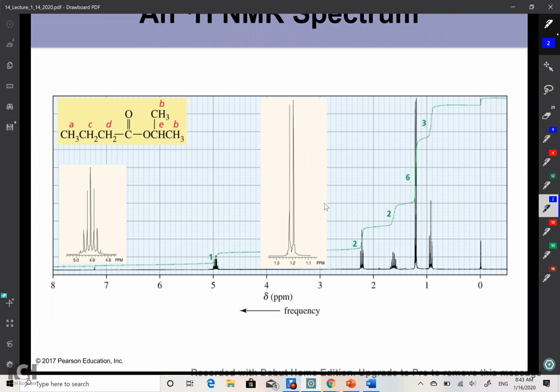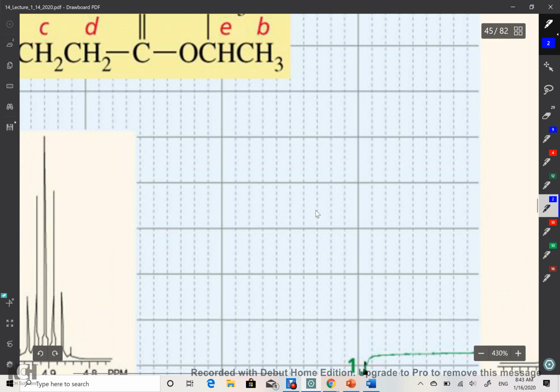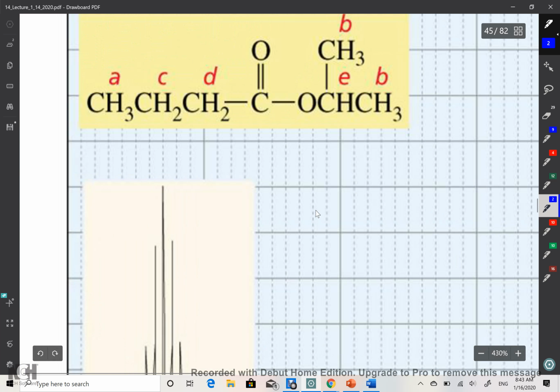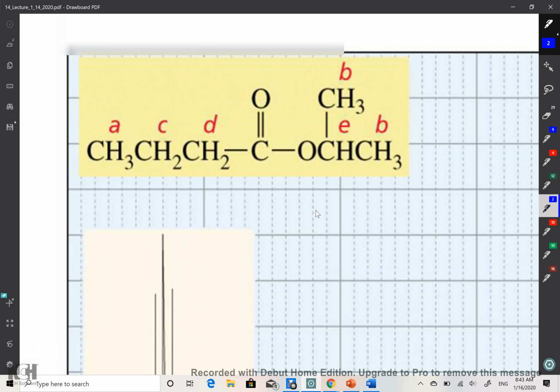Same story over here. We are getting more complex. The same story with this other structure. Whenever you're given a structure, the first thing you want to do is identify each signal. How many signals will you have in the structure? It turns out that with this structure, you will have 5 signals, A, B, C, D, and E.